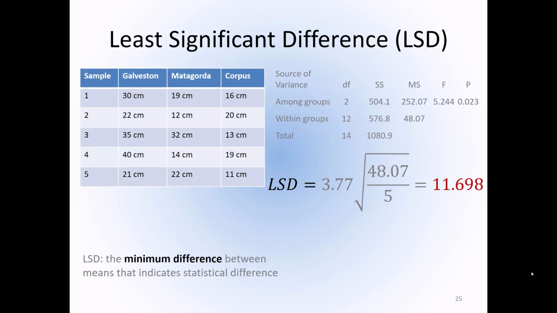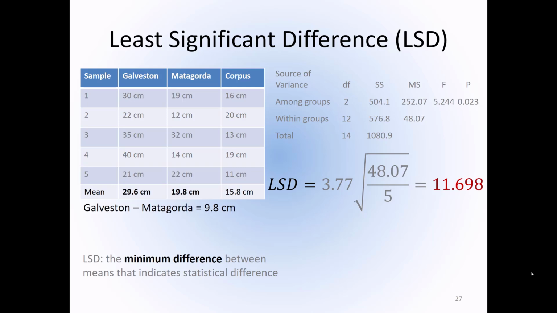So now we're going to take our data with this new information, and we can then discern which of those groups are different. So the first step is going to be to take the mean of our respective data. And then we need to calculate the difference between these means. So we need to take the difference in the means of the Galveston Bay and the Matagorda Bay fish. We need to take the difference between the Galveston Bay and Corpus Christi fish, and the Matagorda and the Corpus Christi fish. And then we need to compare these to the least significant difference. And anything that is less than this least significant difference will not be different from one another statistically.